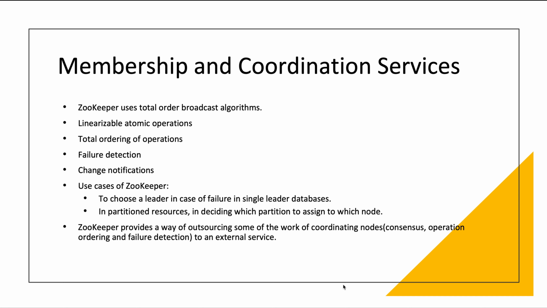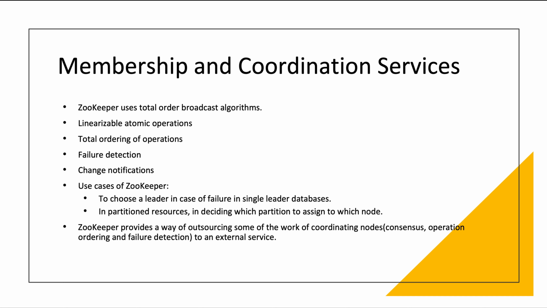So now let's look at how some of the membership and coordination services work. Let's look at one of the coordination services, like ZooKeeper. ZooKeeper uses total order broadcast algorithms, and along with it, it also uses various other features like linearizable atomic operations. So using an atomic compare-and-set operation, we can implement a lock. That means if several nodes concurrently try to perform the same operation, only one of them will succeed, which means the consensus protocol guarantees that the operation will be atomic and linearizable even if a node fails or the network is interrupted at any point.